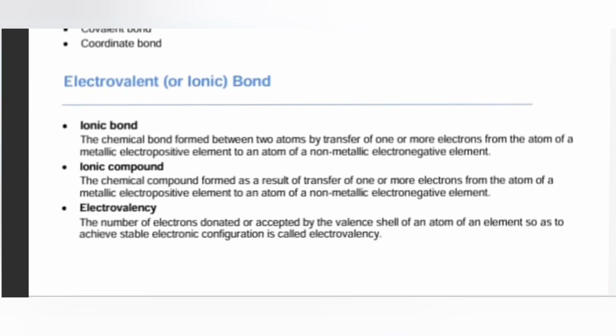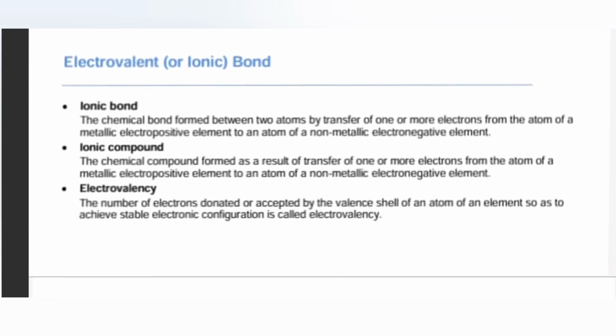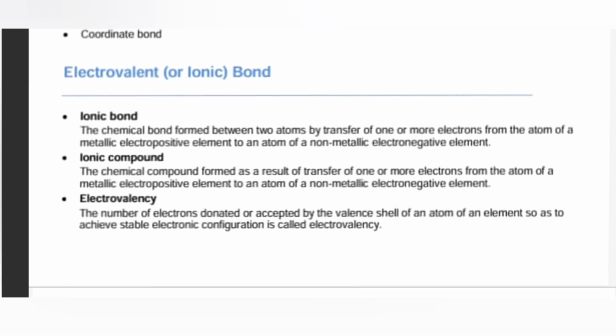So what is electrovalency? The number of electrons donated or accepted by the valency shell of an atom of an element so as to achieve a stable electronic configuration is called electrovalency.